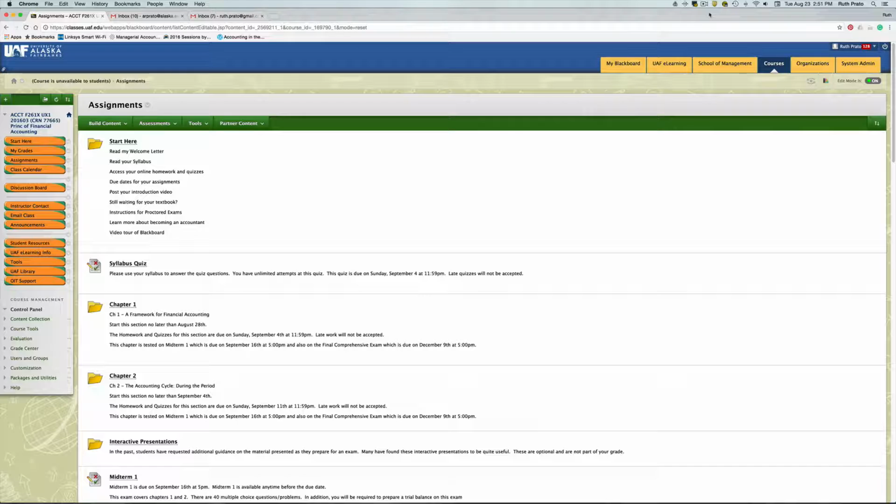I wanted to take just a few minutes to give you a quick tour around Blackboard to make sure that everyone knew where everything was located. So when you first open Blackboard, this should be your view. It opens up to the Assignment tab.